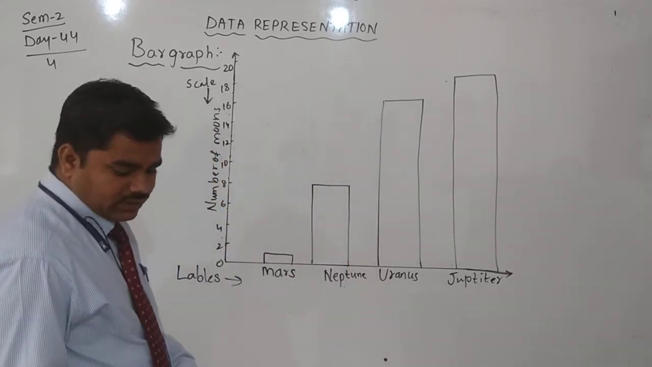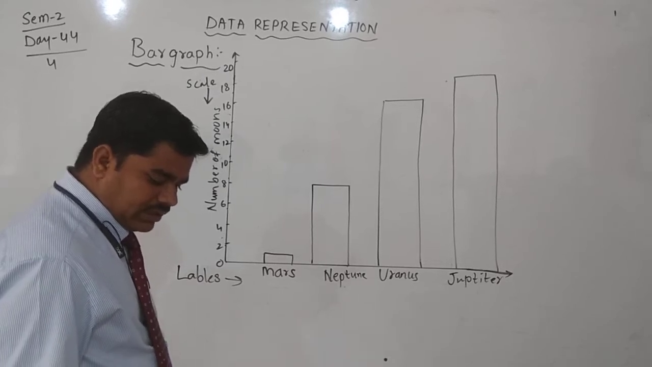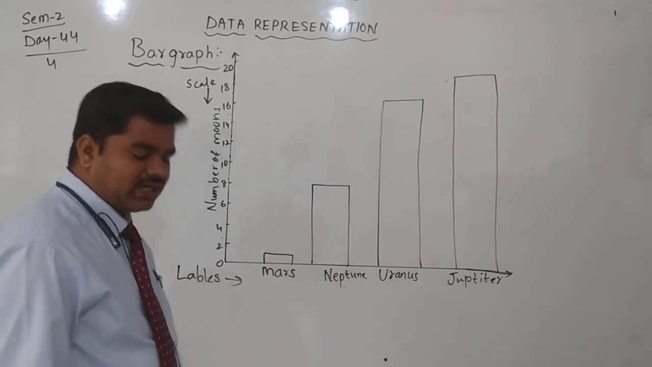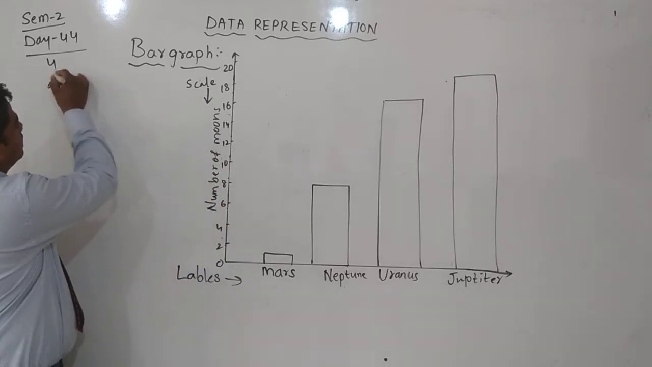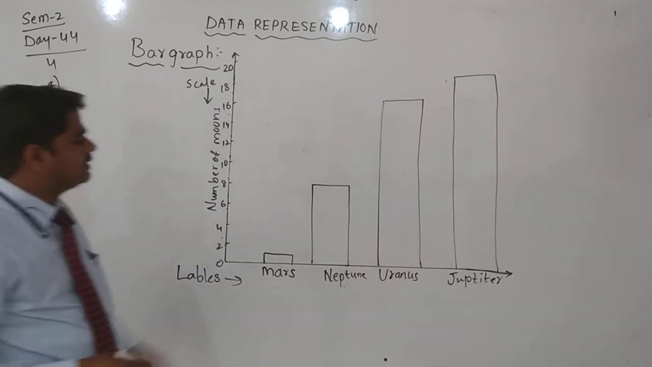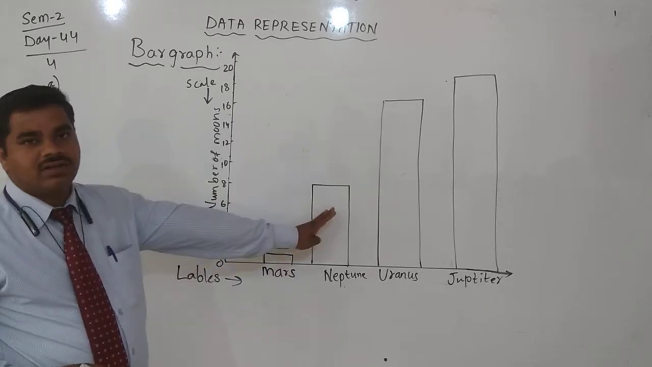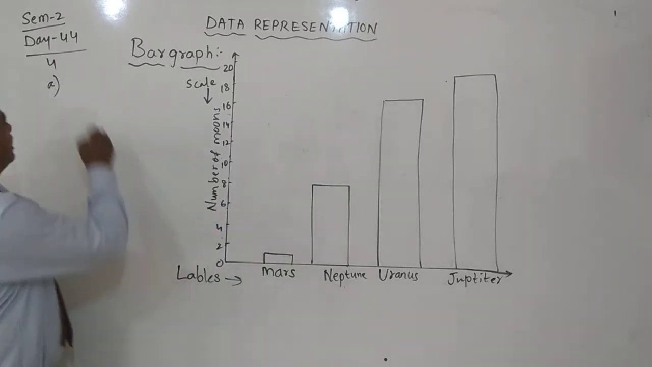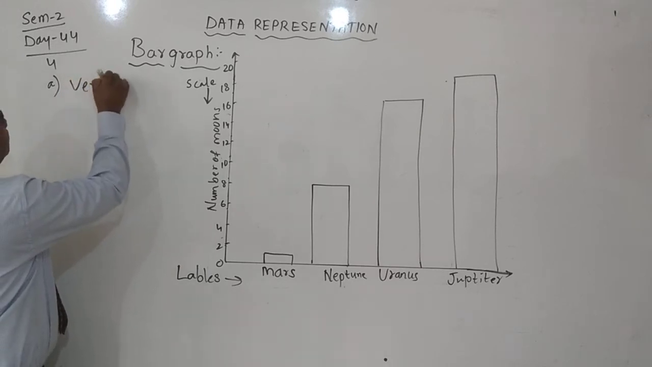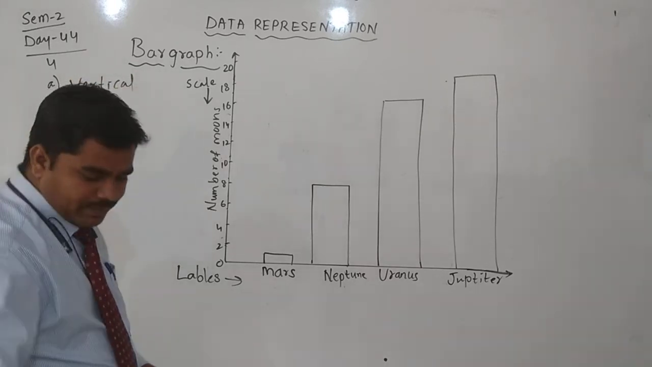Here we can write the first question. Are the bars vertical or horizontal? Answer this one. How are they standing, vertically or horizontally? Vertical. Correct. These are vertical. Vertical bars, we can write.